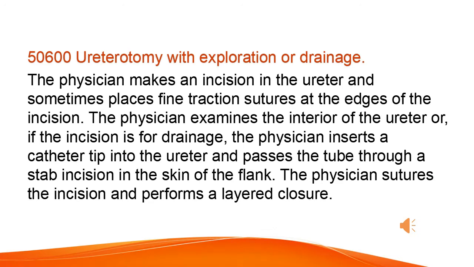Ureterotomy with exploration or drainage. The physician makes an incision in the ureter and sometimes places fine traction sutures at the edges of the incision. The physician examines the interior of the ureter or, if the incision is for drainage, the physician inserts a catheter tip into the ureter and passes the tube through a stab incision in the skin of the flank. The physician sutures the incision and performs a layered closure.